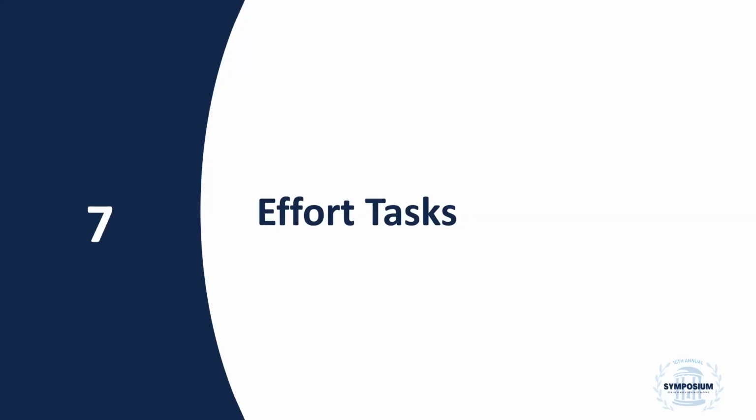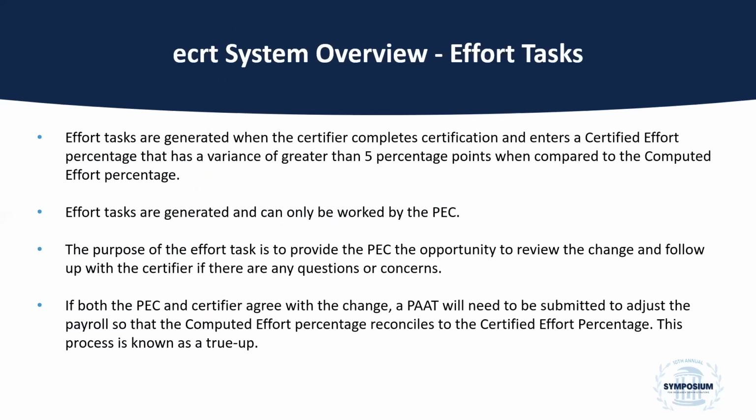So we'll now move on to effort tasks. And those effort tasks are generated when a certifier completes certification, but their certified effort is different than their computed effort on the effort statement. As I mentioned before, this is a reasonable estimate, and we do allow a 5 percentage point variance between the certified effort and the computed effort, either plus or minus, for that reason. So effort tasks won't be created if the variance is under 5 percentage points.